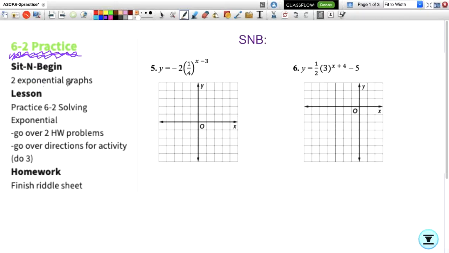So that's what we're going to do, two exponential graphs. We'll go over a couple of the homework problems as we see fit, and then we'll do 3 problems from the actual homework sheet. So hopefully you saw the riddle sheet. It is online. If you would like to print it, you're welcome to. If not, please make sure you are just solving all of the problems. And there's more than like 10 problems here. There's a lot, but they start out easier and they get harder.